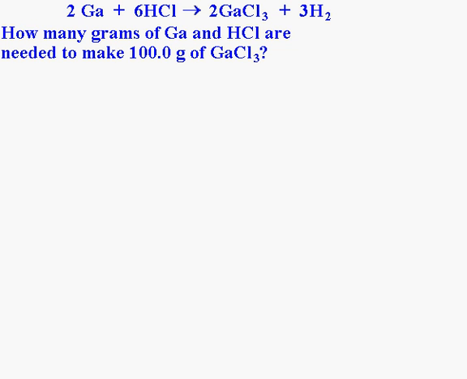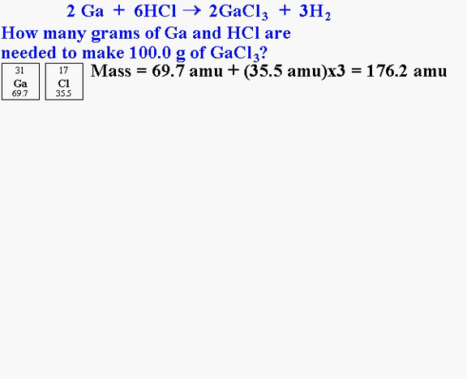And we know how to do that. We look at the periodic chart. GaCl3 has Ga and Cl in it. Here are the entries for Ga and Cl3 on the periodic chart. I can use those entries to calculate the mass of GaCl3. 1 Ga has a mass of 69.7 AMUs. 3 Cls have a mass of 35.5 times 3 AMUs. The total then, 176.2 AMUs. That's the mass of a GaCl3 molecule in atomic mass units.